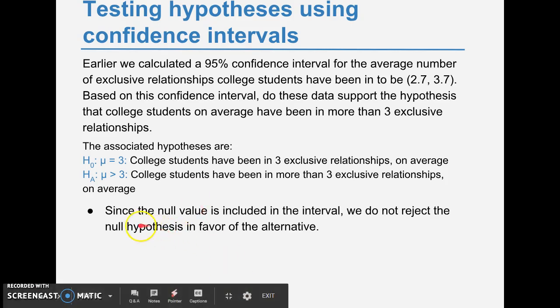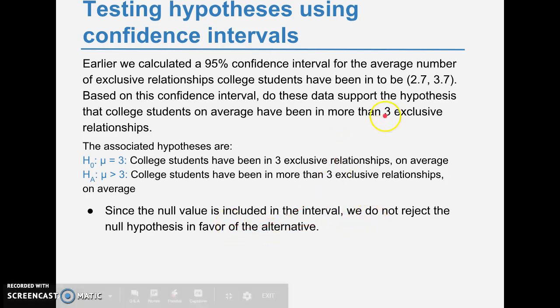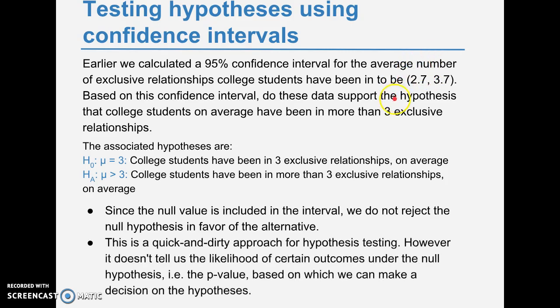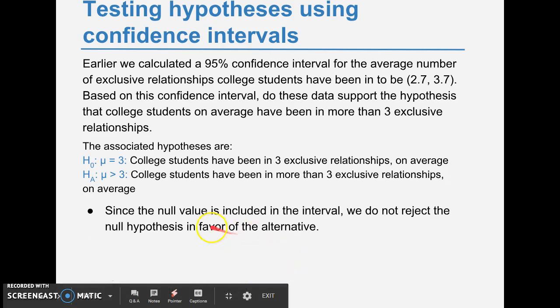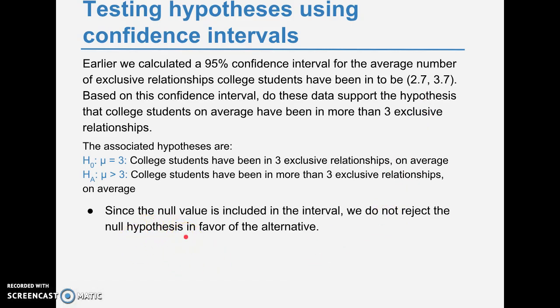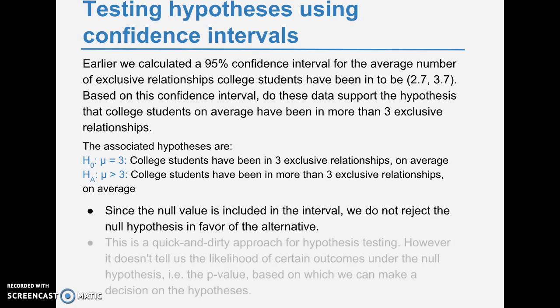So we'll take a look. Well, what do we see? Since 3.0 is in our null hypothesis, it's quite possible that that's due to chance. So we can't reject the null hypothesis. We fail to reject. Since the null is in the interval, meaning that 3 is inside here, we do not reject the null. So we cannot say that the average number of relationships is greater than 3. We just stick with the possibility that it could be 3.